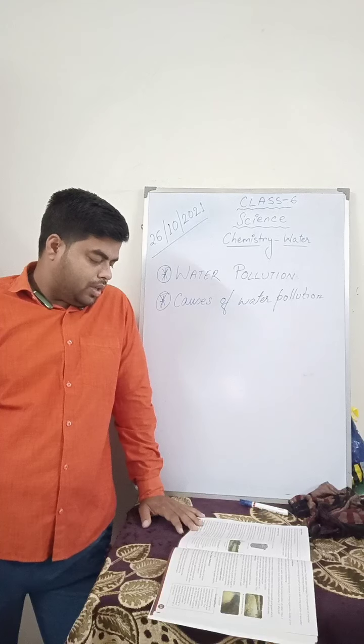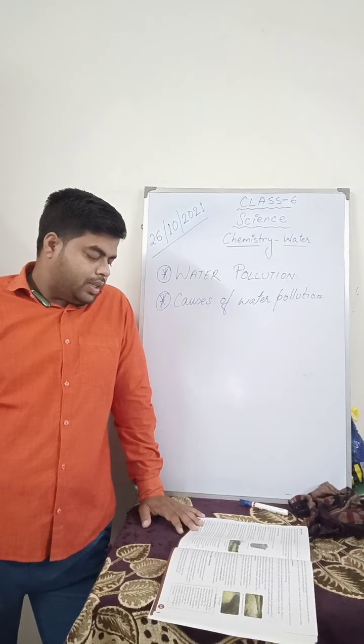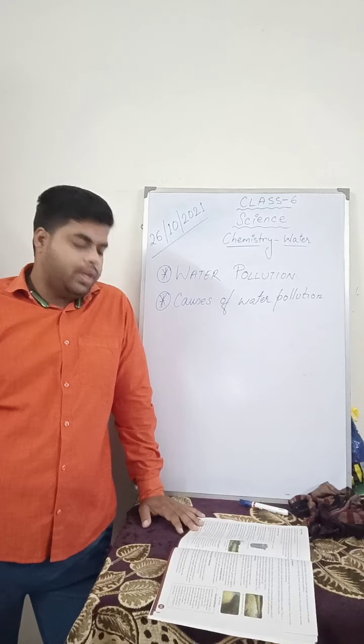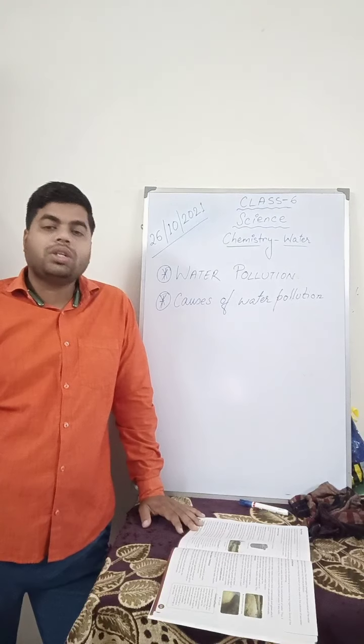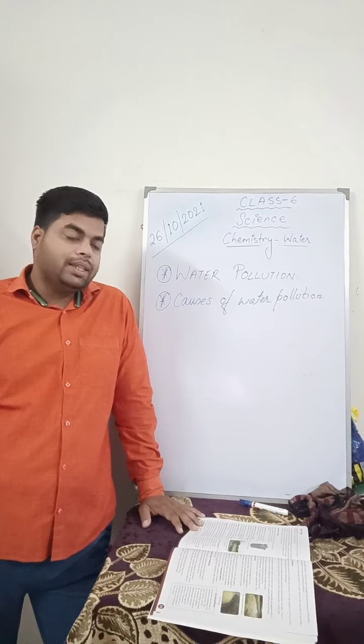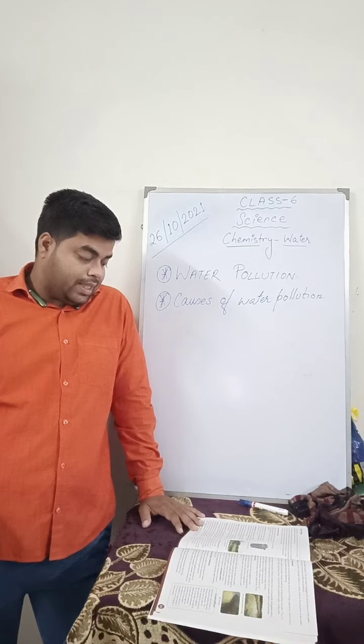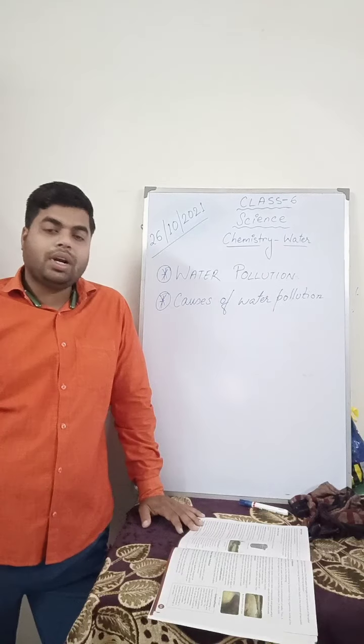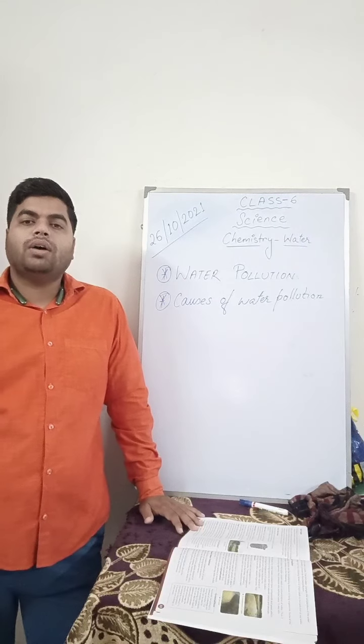Next is agriculture waste. Fertilizers, insecticides, and pesticides used in agricultural fields get washed off by rainwater into nearby water bodies and thus contaminate the water. Such chemicals can also seep through the ground and pollute the groundwater.